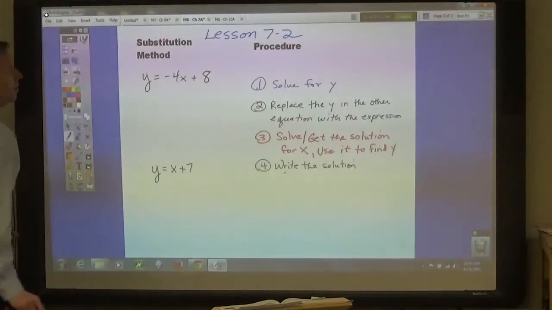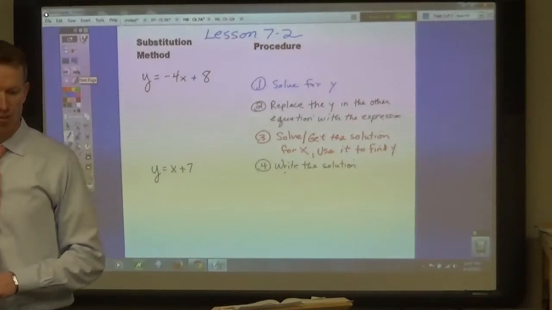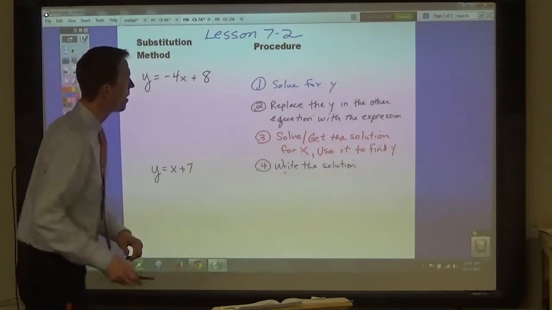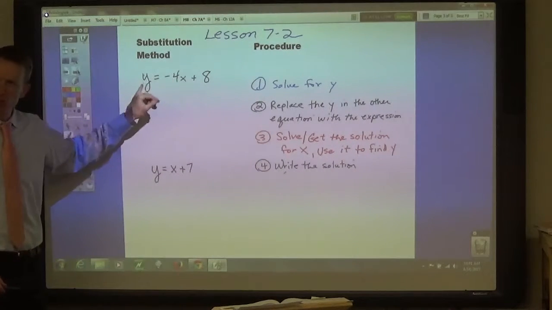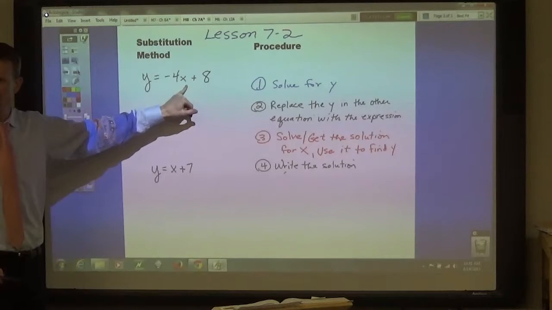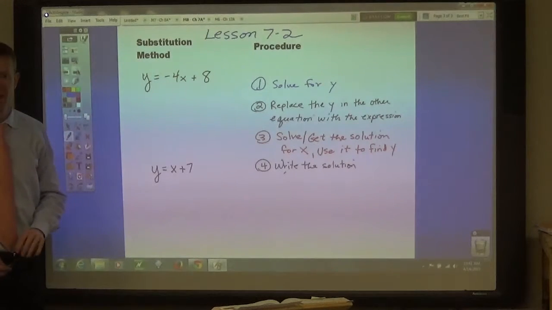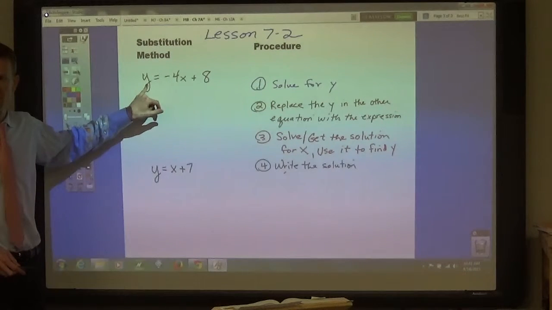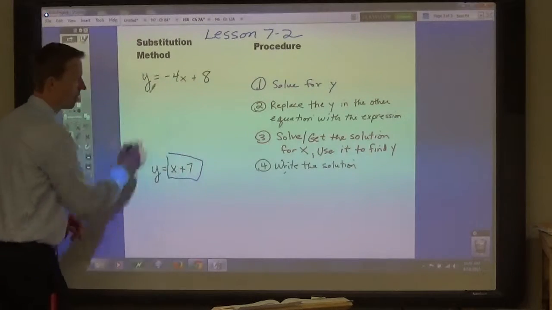Another method is called the substitution method. Okay? So this is just a method that you can use without graphing. Alright? So, in this method, you're going to eliminate having to use two variables, because you can't solve for two variables at the same time, can you? You can only solve for one. So, instead of using y, for example, we're going to use whatever y equals in the equation.